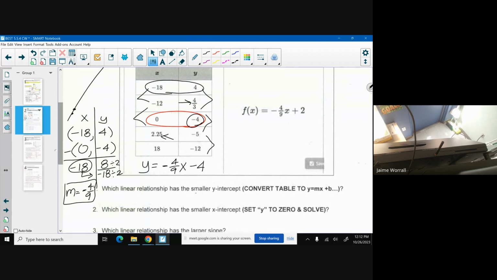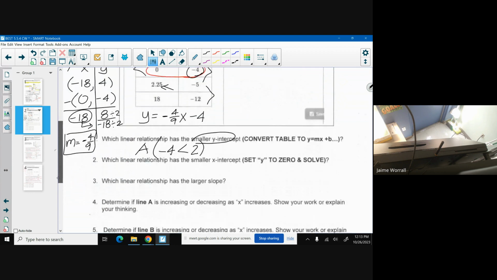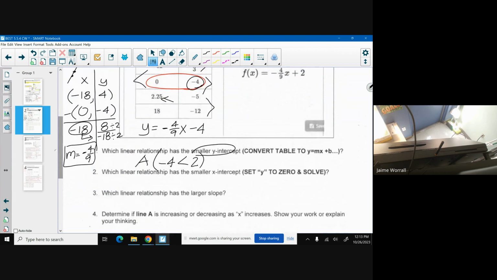So who's got the smaller y-intercept? This is A, and this is B. A, and then justify: minus 4 is smaller than plus 2. Who's got the smaller x-intercept? The x-intercepts are the same? No. The slopes are the same.